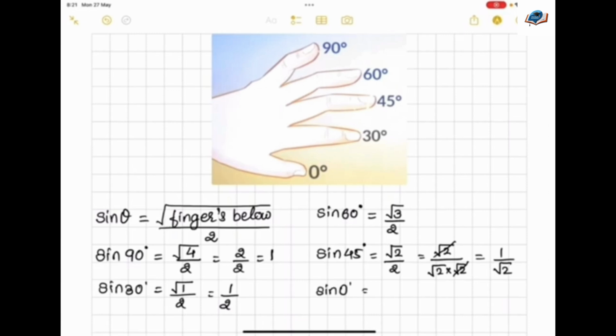To find sine 0, I take fingers below. That is no fingers, so root 0 by 2. That will be 0 by 2, which is 0. So this is an easy way to remember the table of sine theta.